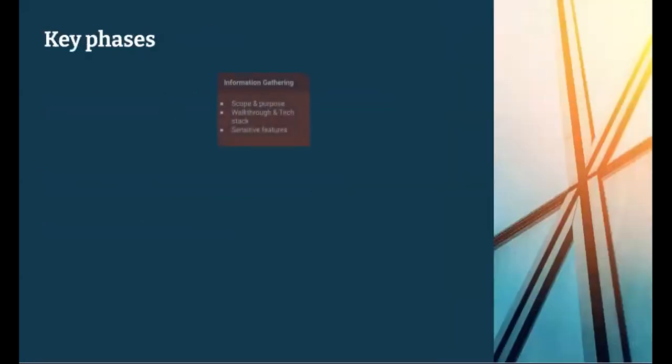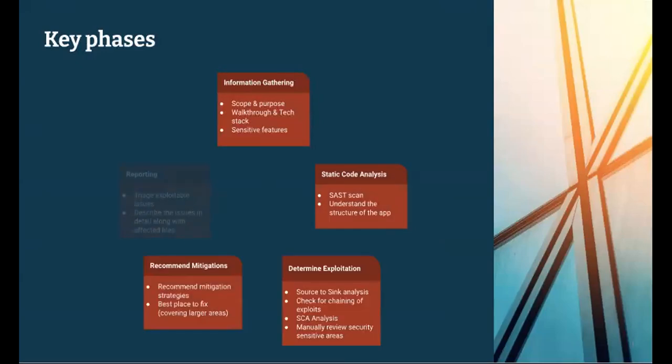Okay, so moving on, I'll just quickly try to cover these key phases because they are very similar to the ones we saw previously. I'll just highlight the differences. Information gathering is still the same. You figure out the scope, you get a walkthrough, understand the tech stack, and do all that. Static code analysis is where you use this particular SAST scanning tool. Typically you point it either to a repo that it has access to, or you upload the zip file of the entire code base.